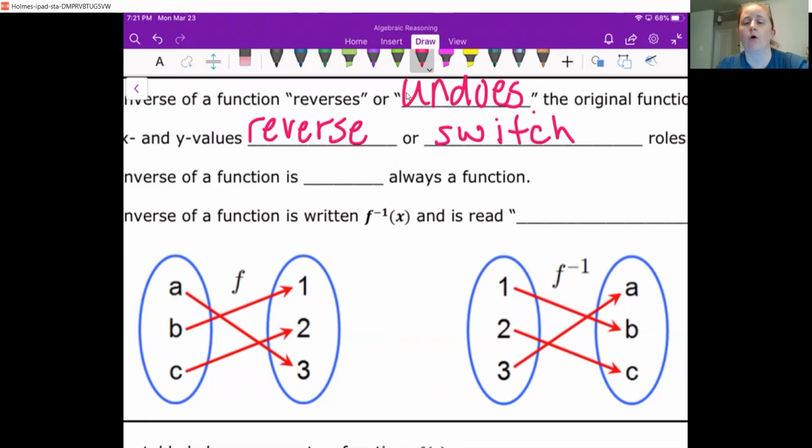Now, at the beginning of the year, we did talk about what makes a function, and we talked about how your x's cannot repeat. Your x's cannot show up more than one time. So when we start dealing with reversing the roles and switching your coordinates, switching those x's and y's, the inverse of a function may not always be a function if the original one was. So just because your original is a function does not mean it's going to be the same when you reverse it.